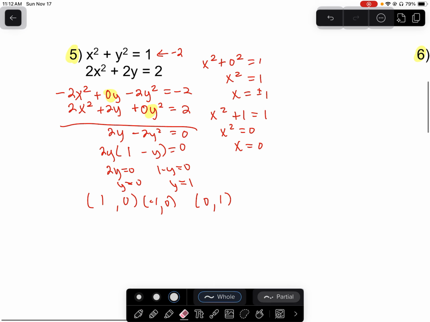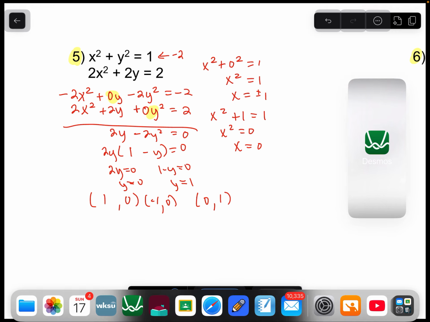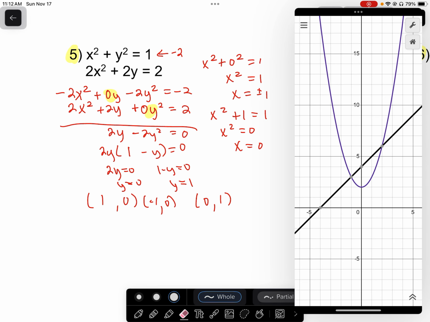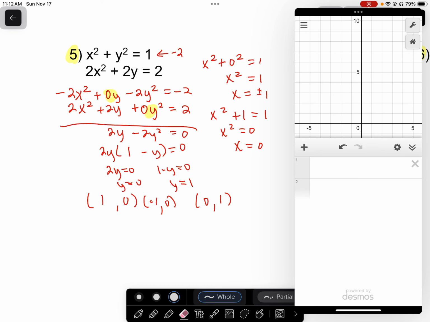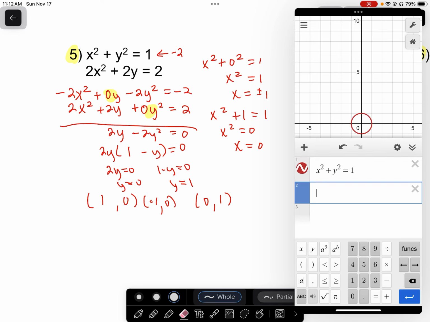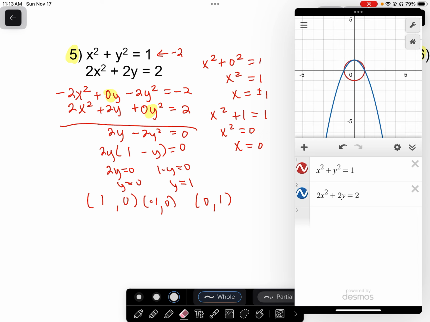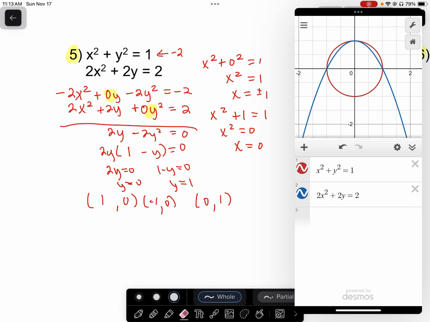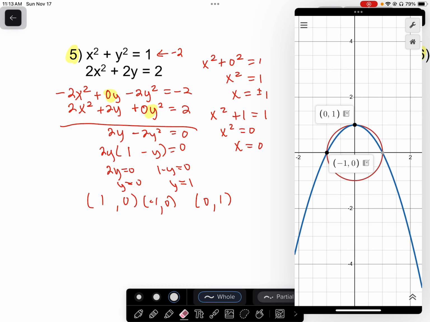So how can we check? Well, that's where Desmos comes in. Let's go ahead and put these in Desmos. So we get x squared plus y squared equals 1. That should be a circle at the center 0, 0, radius 1. And then 2x squared plus 2y equals 2. Oh, it's upside down, but yeah, look at how perfectly it did that. It hit it exactly in 3 spots.